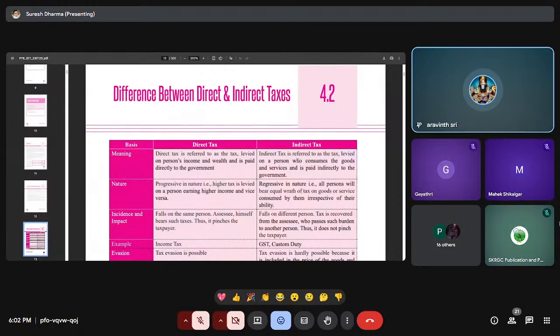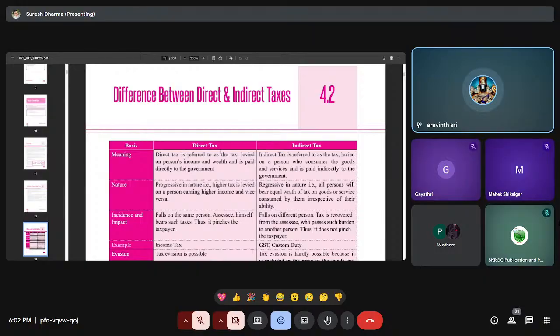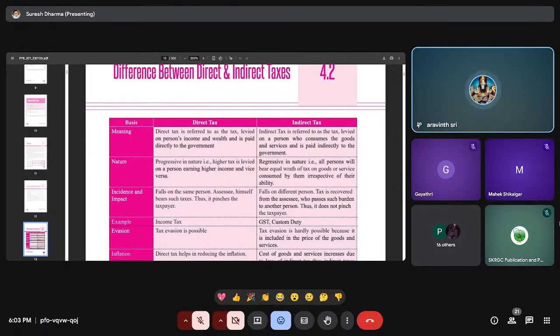Direct tax is the tax levied on a person's income and wealth, and is paid directly to the government. We will also see the IT portal. Indirect tax is the tax levied on a person who consumes goods and services, and is paid indirectly to the government.